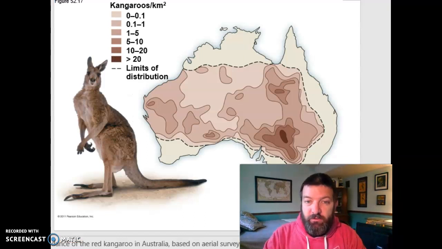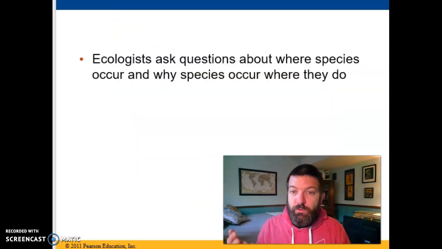So here you see the kangaroo, and kangaroos are very common in Australia, but not all over Australia. And this shows you where you see them most, and it's primarily down here when you see these darker colors, greater than 20 per kilometer squared. That's a lot of kangaroos. And then this dotted line is their outer distribution overall, with more or less in different parts of the country. Well, why do you find kangaroos in some areas of Australia, but not others, or at least less densely distributed in other areas? In other words, where do species occur, and why do they occur there?